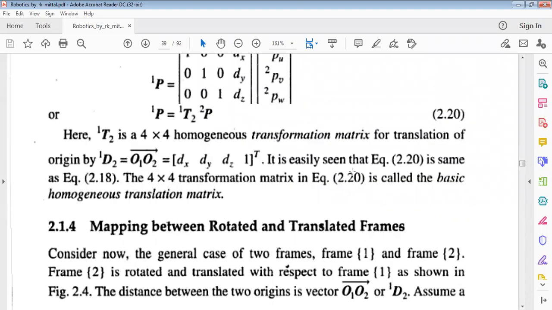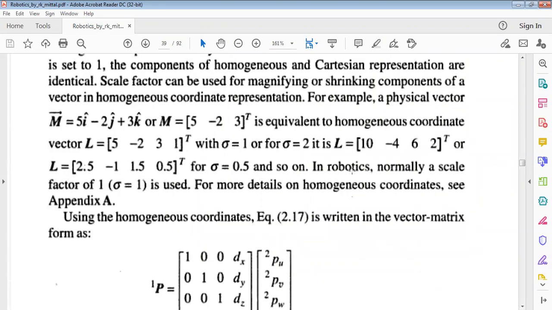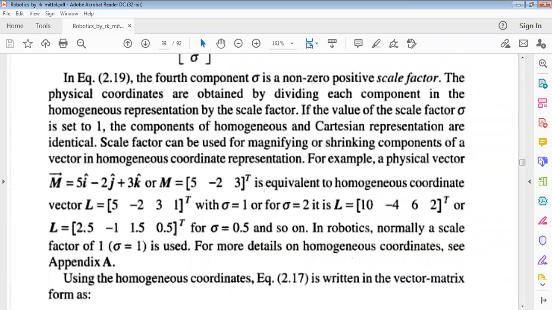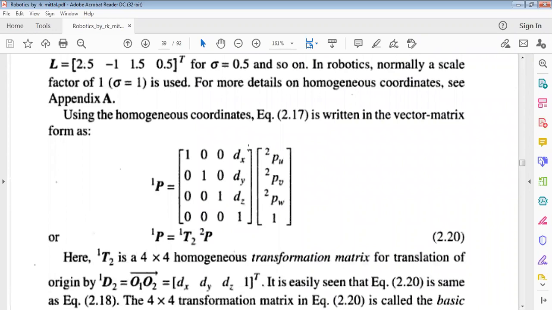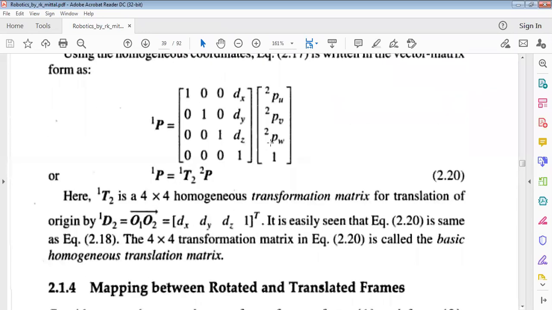In this discussion, you may have understood why the fourth dimension is added. That is the scale factor, which is essential in robotics. The matrix we need to convert into a homogeneous transformation, which is useful while operating the matrices in this particular subject.